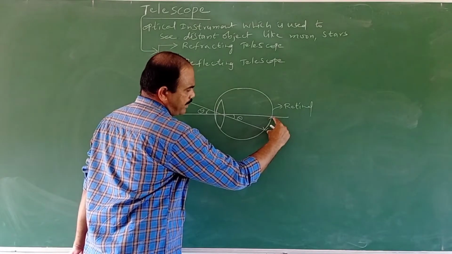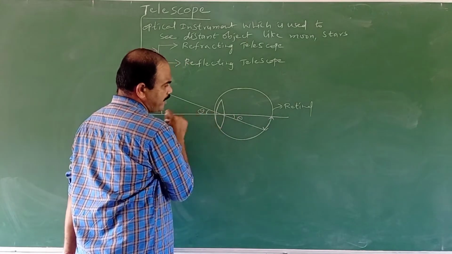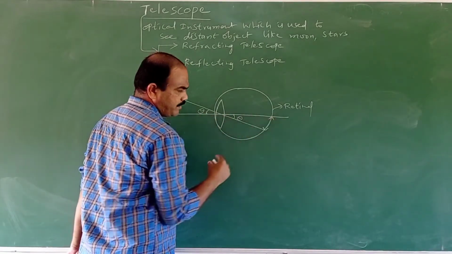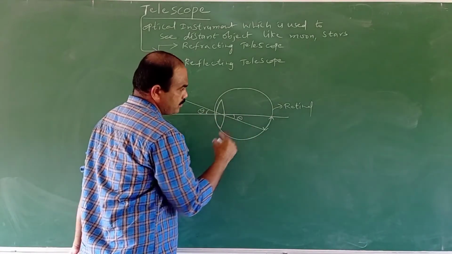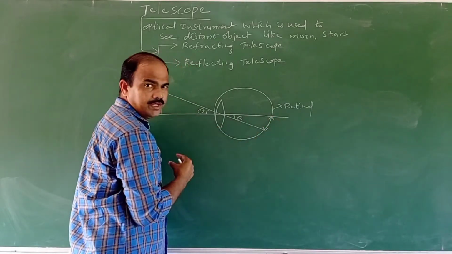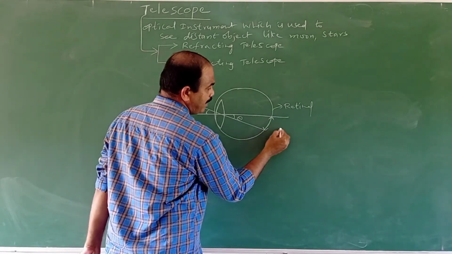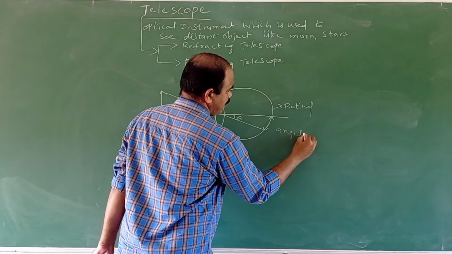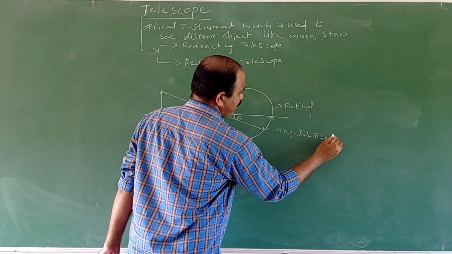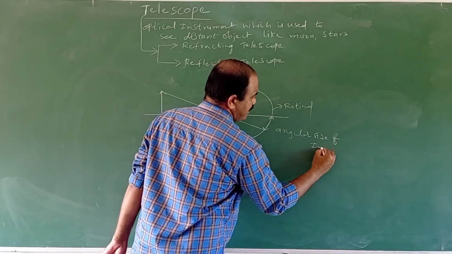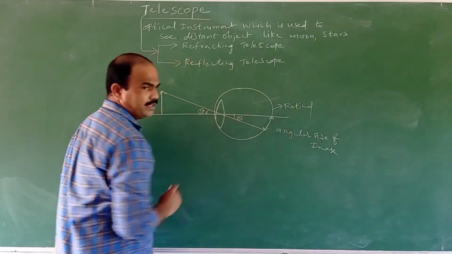Now what is happening? Because of this visual angle, when the image is formed, the size of the image is nothing but the angular size. The angular size of the image depends upon this visual angle.